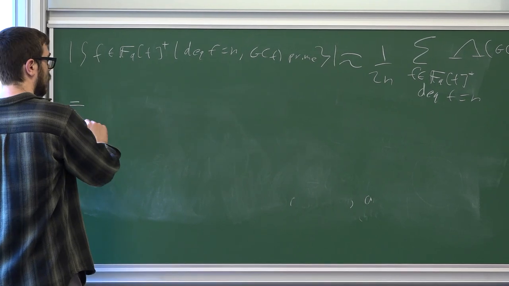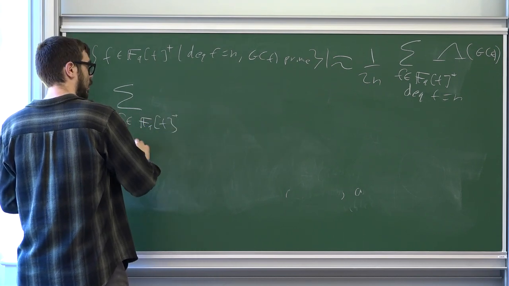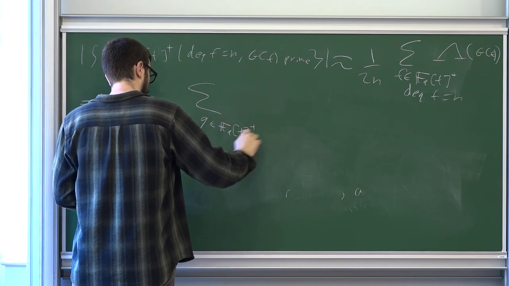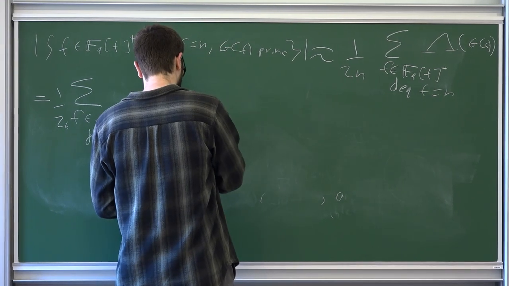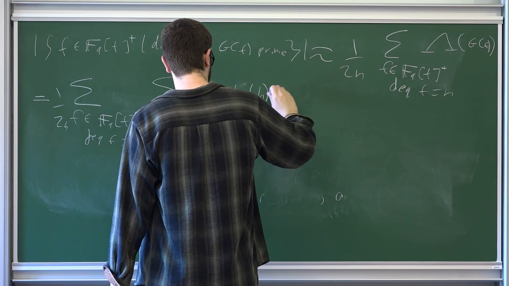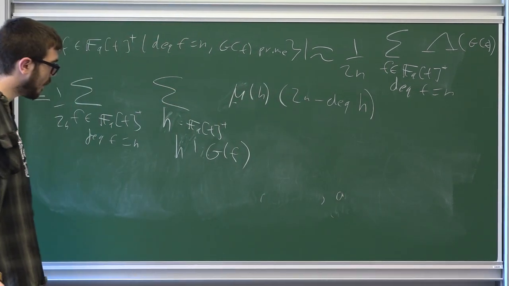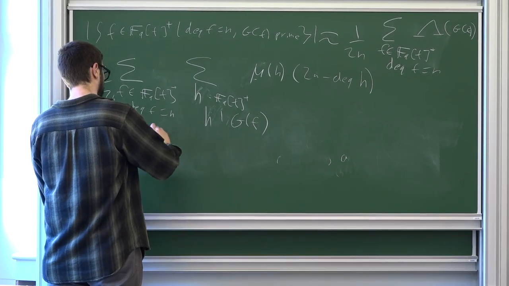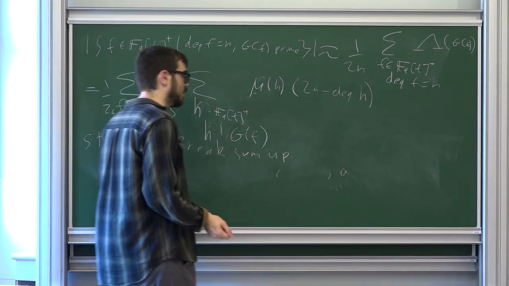And that is equal to the sum over f in F_q[t] monic, degree f equal to n. Now we'll sum over h in F_q[t] monic, h dividing g of f, of the Mobius function of h times 2n minus the degree of h. And so the strategy is to break the sum up depending on the degree of h.